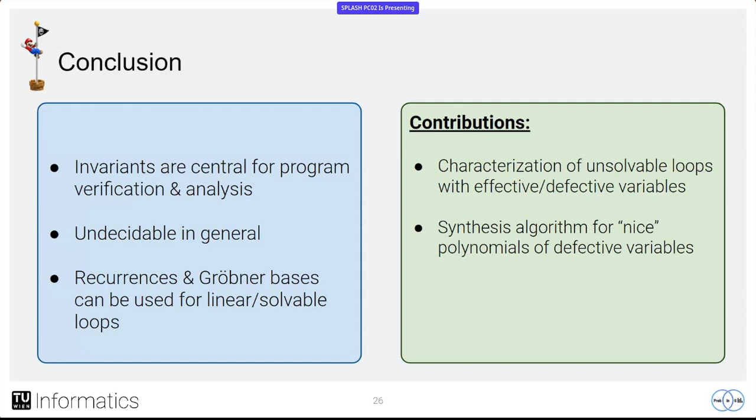And then this gave rise to this synthesis algorithm for well-behaved, or quote-unquote nice, polynomials of defective variables that you can use for invariant synthesis. Then we also have in the paper applications for deterministic and probabilistic loops, such as dynamical systems and things like that.